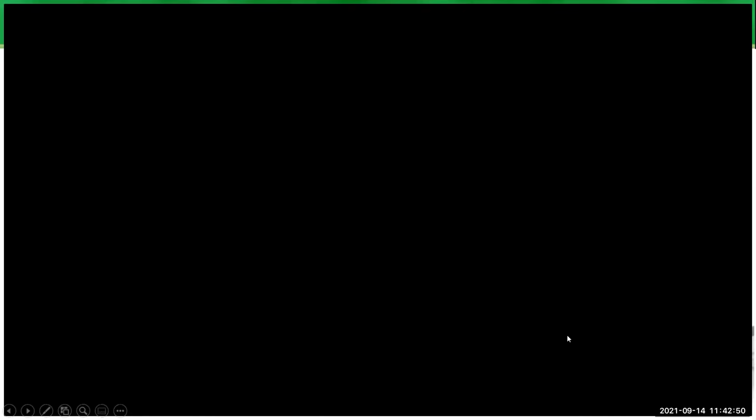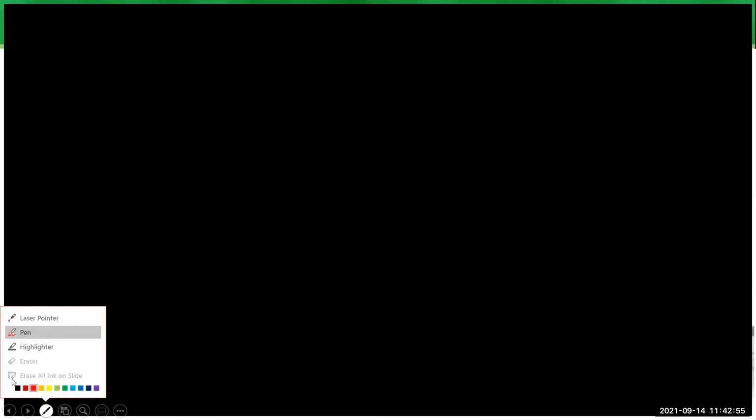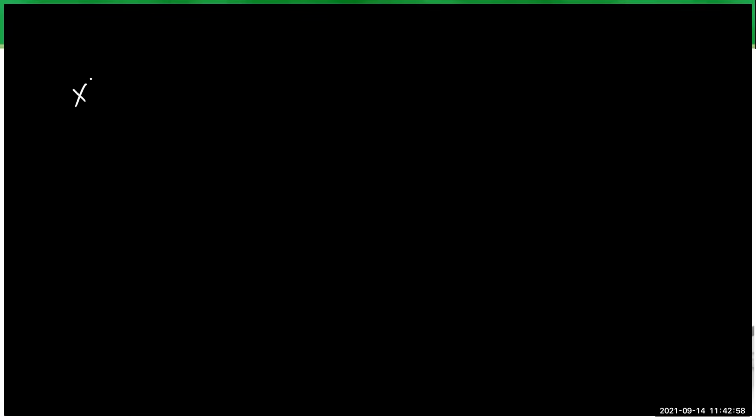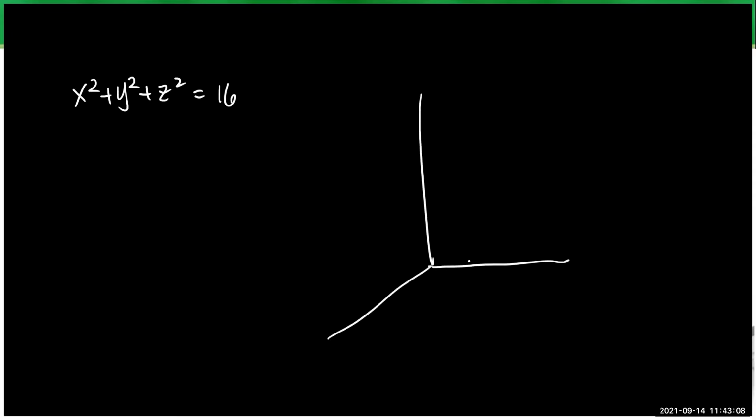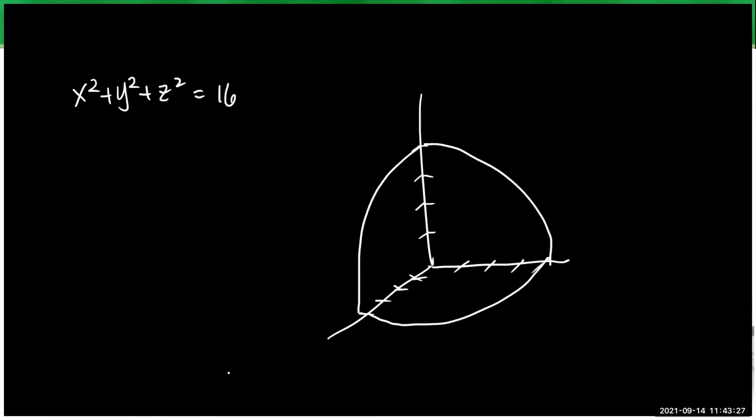Sige, let's go to another one. Imagine this one, it's easy lang. Let's just say x squared plus y squared plus z squared equals 16. So alam nyo ang dali lang yan. It's parang a sphere lang. So 2, 4, 6, 1, 2, 3, 4. So 1, 2, 3, 4. And then 1, 2, 3, 4. So para lang siyang spherical.